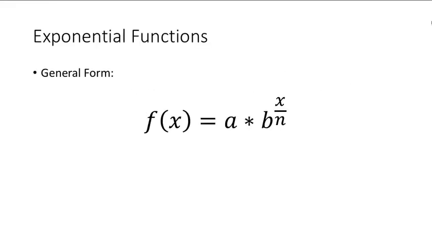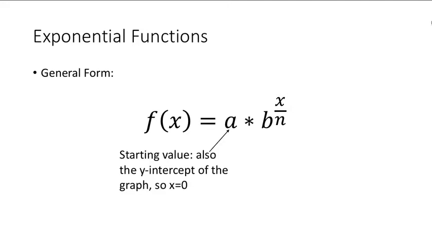So the general format of an exponential function is f of x equals a times b to the x over n. If you don't have this written in your notes, this would be something good to write down. For each of the pieces of this function, your a is going to be the starting value. If you were graphing an exponential function, this would also be the y-intercept of the graph. So this is when your x is 0. But as we're interpreting our functions, we can think of a as the starting value.